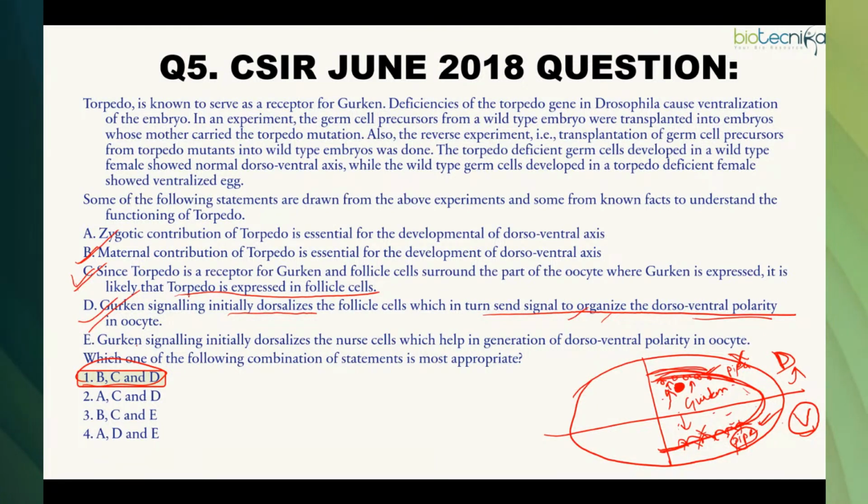Now let's see why E is wrong. Gurken signaling initially dorsalizes nurse cells? No, these are the nurse cells, they don't get any signal. The torpedo is only for the follicle cells, which help in generation of the dorsal ventral polarity in the oocyte.